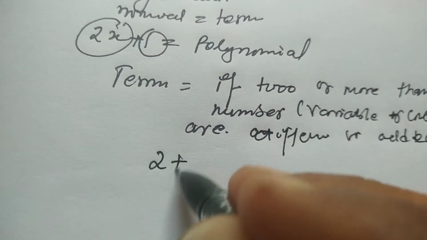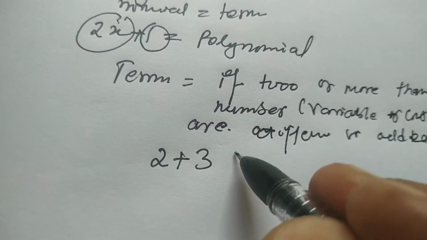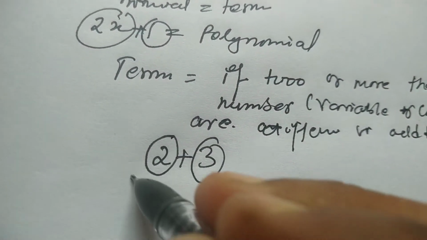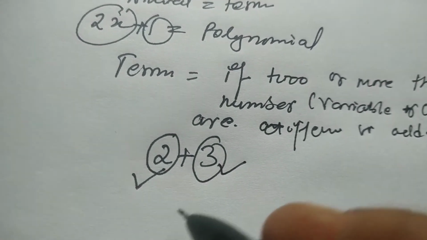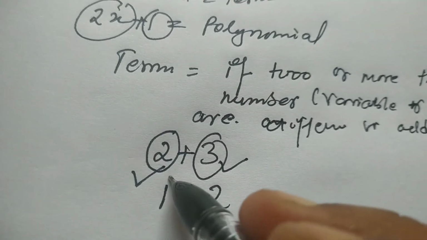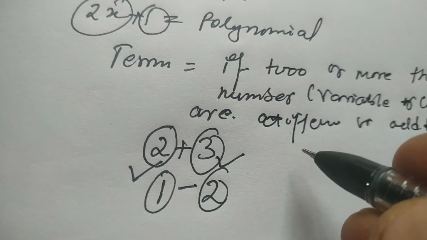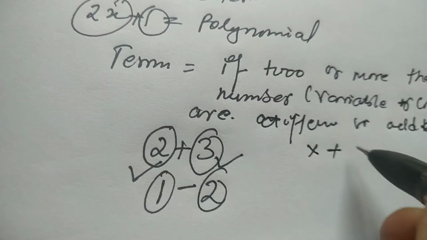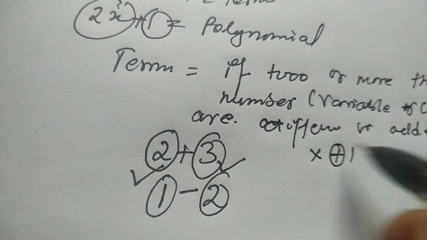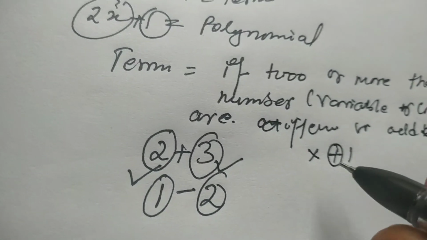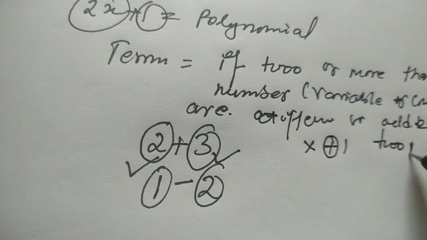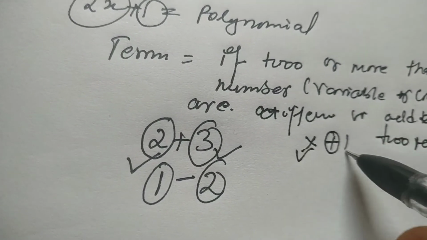Like if I write 2 plus 3, basically it is equal to 5, but here there are two terms: 2 is the first term, 3 is the second term. And if we write 1 minus 2, again there are 2 terms. If I write it in terms of a variable, x plus 1, then x and 1 are two numbers with a plus sign between them, that is 2 terms, the first term and the second term.